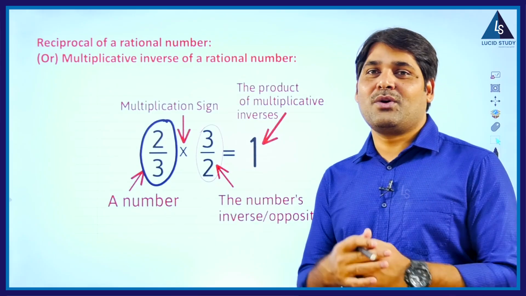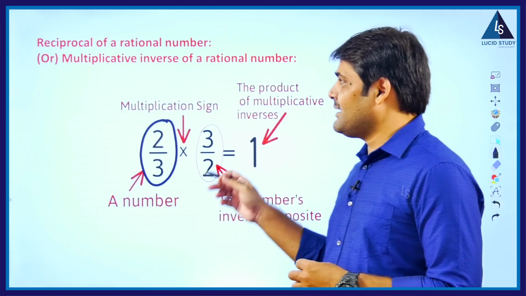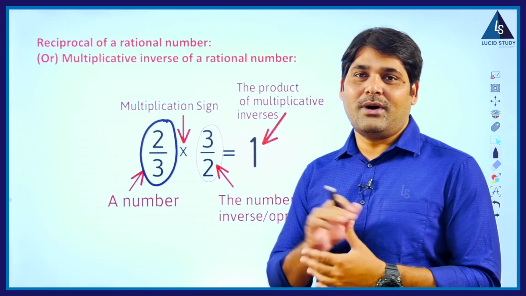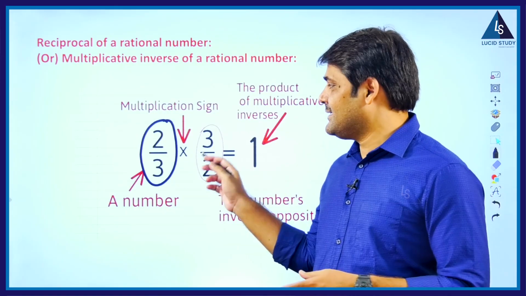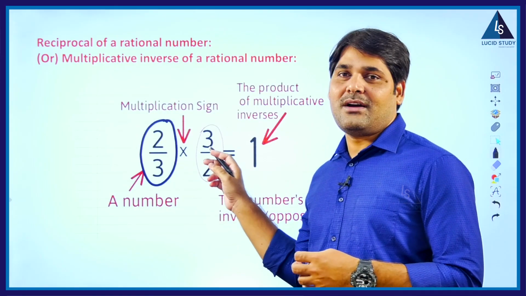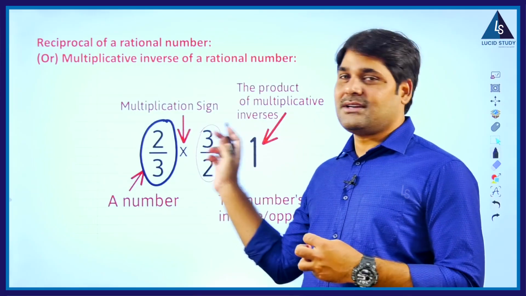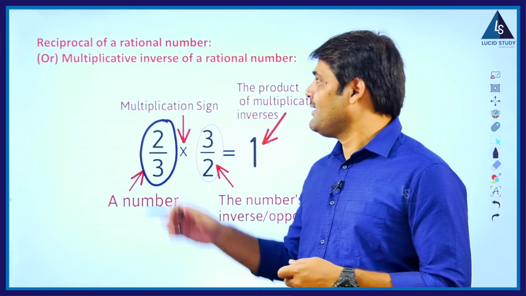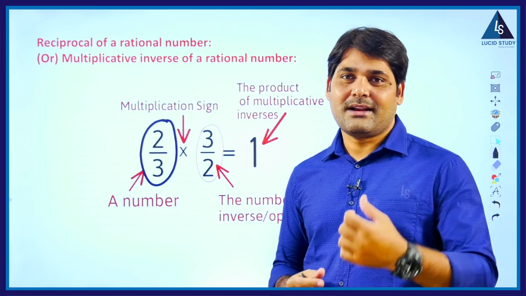Okay, if you take the reciprocal of the fraction or a rational number, what happens? If you multiply, then you will get answer 1, right? So the first number is said to be reciprocal of the second one and the second one is said to be reciprocal of the first one. Like this we will define the multiplicative inverse of a rational number. Okay.